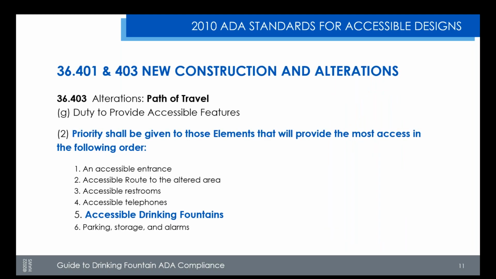So let's kick off by talking about section 36.403, which gives us a list of priorities when making alterations to provide accessibility in a facility. And you're going to notice that in this list, drinking fountains takes a pretty high priority, even over accessible parking. The entrance, the route, restrooms, public telephones, fountains, as well as parking, storage, alarms are all high priority items. Basic human necessities when navigating the world. All walks of life, all people everywhere need water. That's the basics. It's right at the top of the list of things we need to survive. So we need to ensure that it is accessible to everyone.